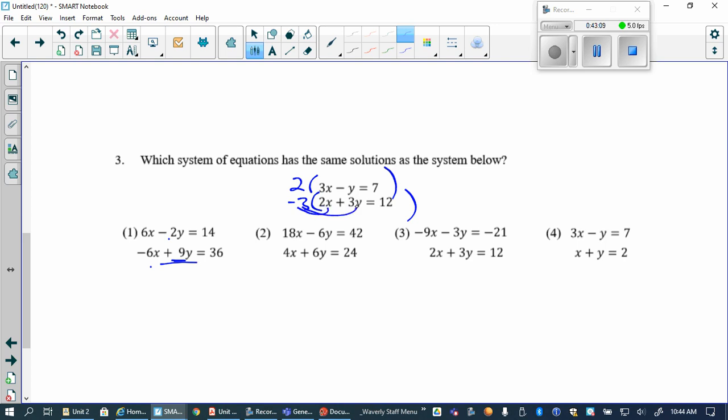No. Number 2, actually. Well, now, yeah, number 2, for all the wrong reasons, right? Why? When you multiply the top by 6, it'll be 18. So wouldn't that give us 18x minus 6y equals 42, and then 4x, 6y, 24?